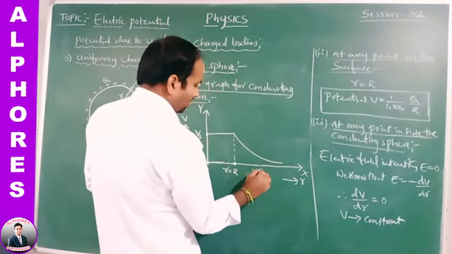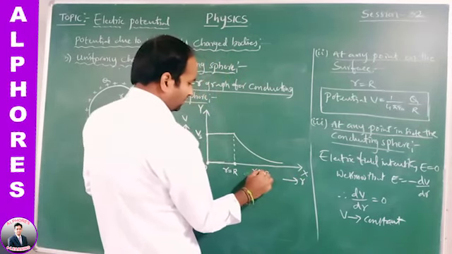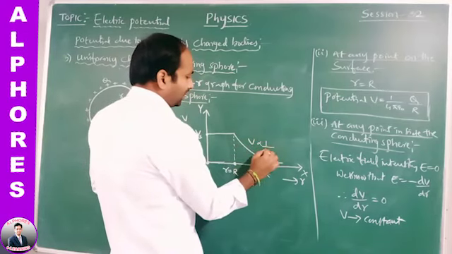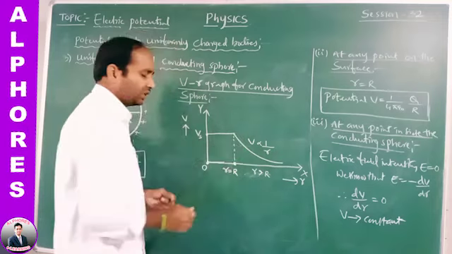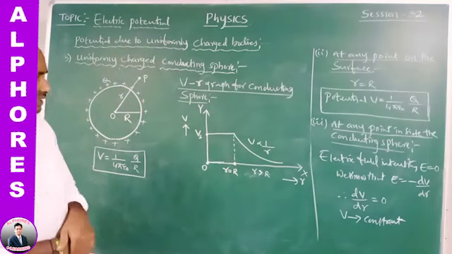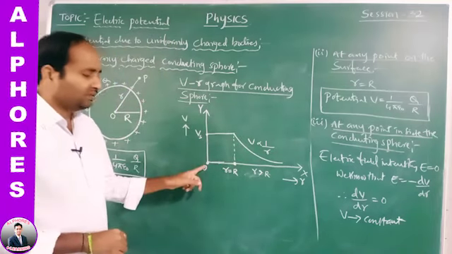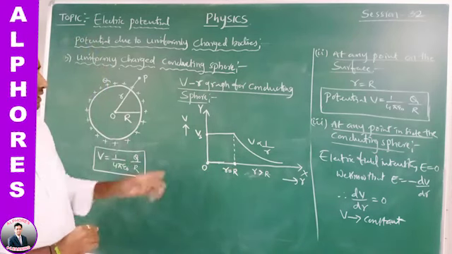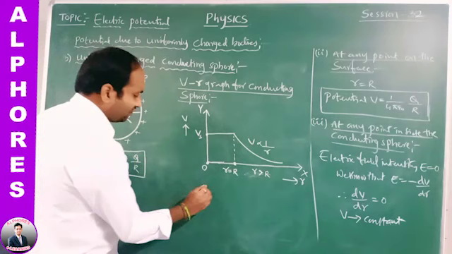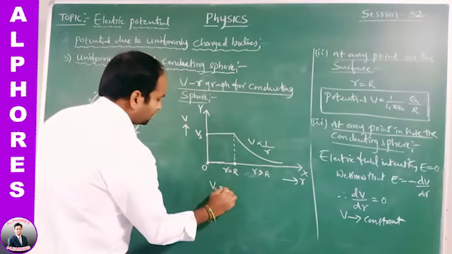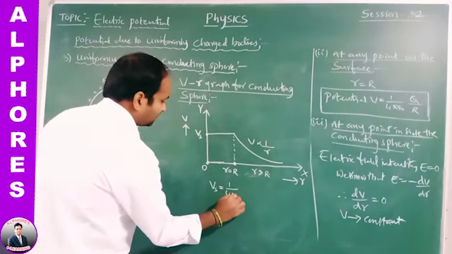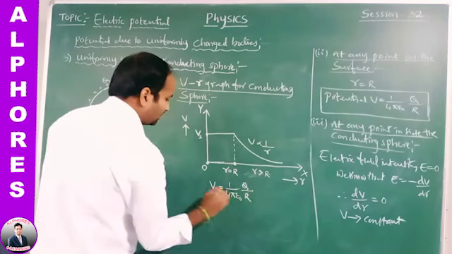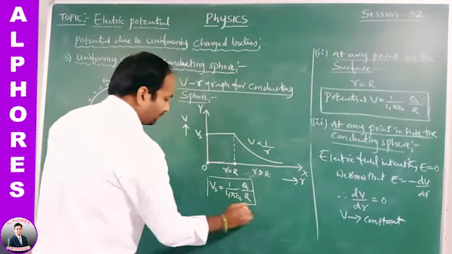This is the region where small r is greater than capital R. So V is proportional to 1 by r. As r increases, the potential decreases. When r is from 0 to capital R, the potential is constant, which is Vs. Here Vs is the potential on the surface, that is 1 by 4 pi epsilon naught, capital Q by R. This is the Vs value here.